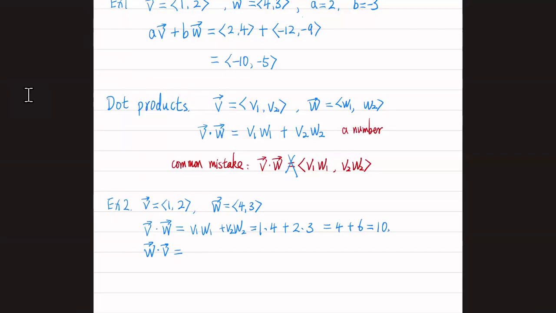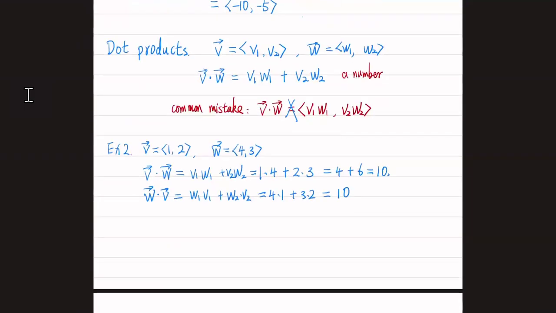Okay, Aaron, second one. W dot V. That's W1 times V1, which is 4 times 1, I think. And then it's 3 times 2, still 10. They're the same thing, I believe. Okay. Now we can see we have the commutative rule for dot product.